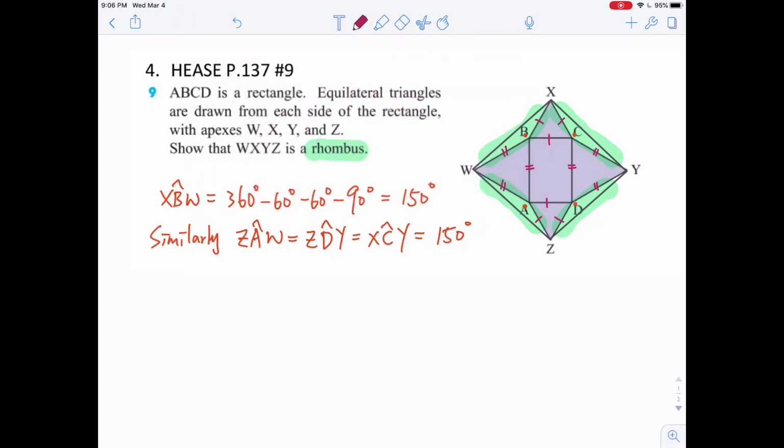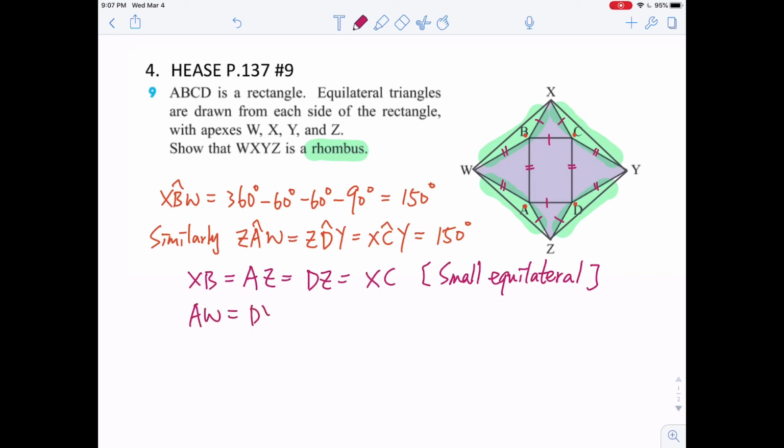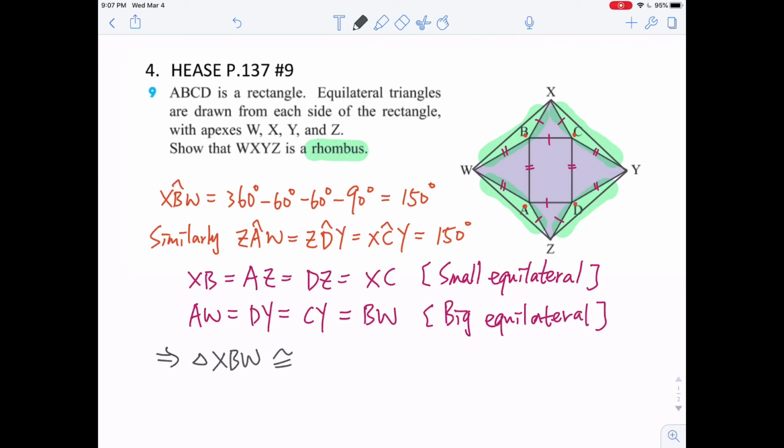Now we have XB equals AZ equals DZ equals XC. The reason is because we have small equilateral triangles, so all these sides are exactly the same. The next thing is we have AW equals DY equals CY equals BW, and the reason behind that is the big equilateral triangles. Now with all that, we can finally say that triangle XBW is congruent to triangle ZAW and so on, and we have SAS congruence.